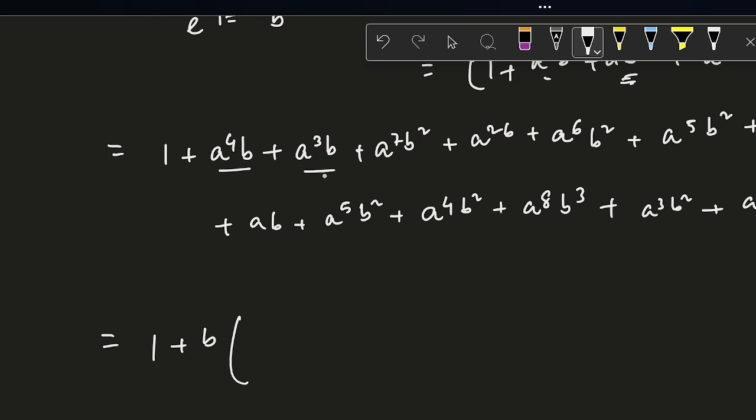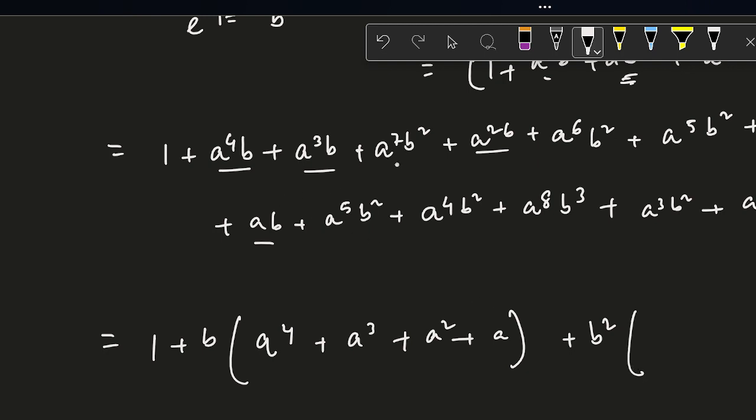So it is this term, then this, and yeah, I think these are the 4. So it is a^4 plus a cube plus a squared plus a. Okay, b is done. Then for b square you do the same thing. So here are your b square.